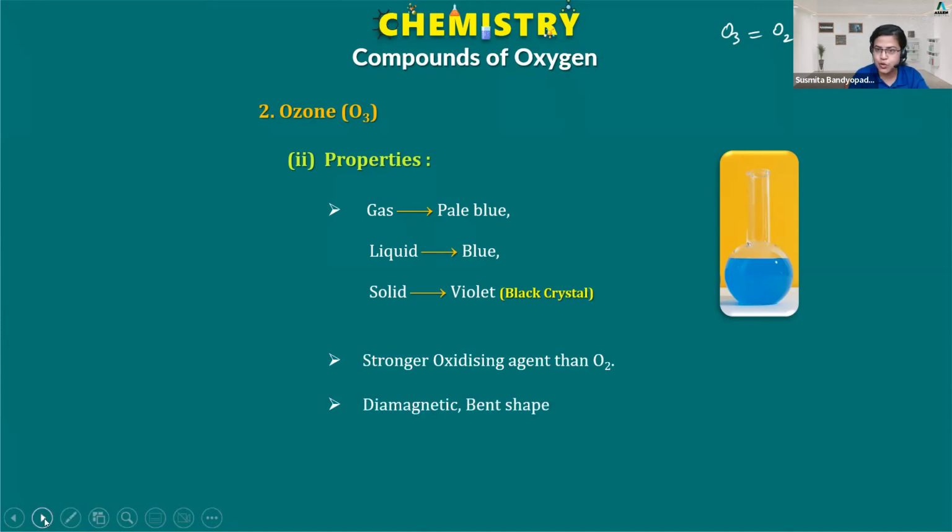It is diamagnetic. As I drew, you saw its bent shape and you didn't see any unpaired electrons, so it's diamagnetic and bent in shape. A stronger oxidizing agent than O2.